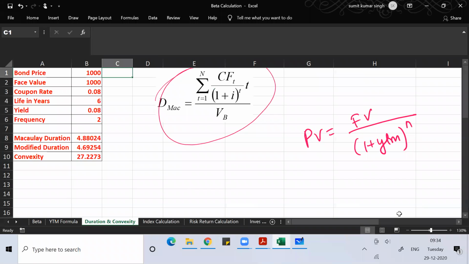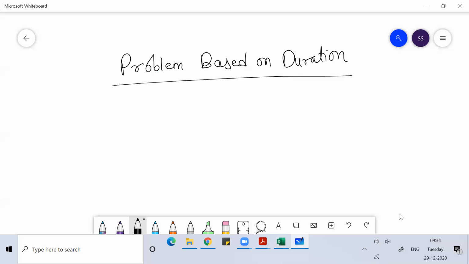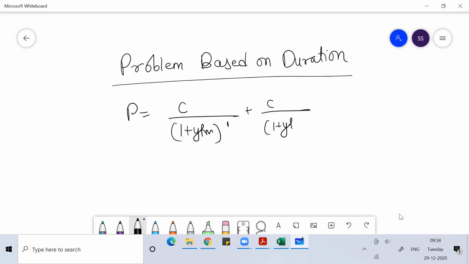If you want the formula part of that, how that formula came, we did that through differentiation. This is the price of bond formula: coupon divided by (1 plus YTM) to the power 1, plus coupon divided by (1 plus YTM) to the power 2, till n periods for which you are getting the coupon, plus face value divided by (1 plus YTM) to the power n.